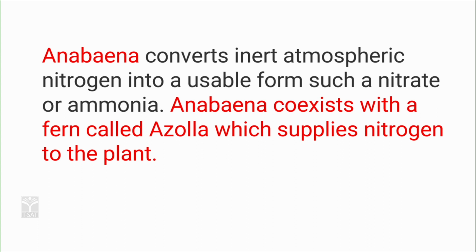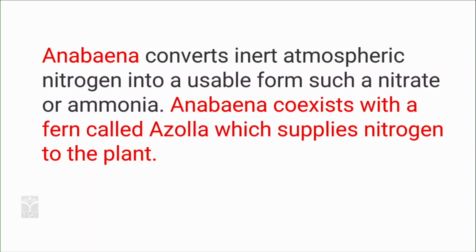But the problem with modern intensive agriculture is that because of the high usage of pesticides, these microorganisms are being killed and the soil is losing its vitality, losing the soil microorganisms which are essential for the health of the soil and for the good production of the crops. Anabaena coexists with a fern called Azolla, which you have just observed, an algae floating on the water. Azolla is a fern which supplies nitrogen to the plants.